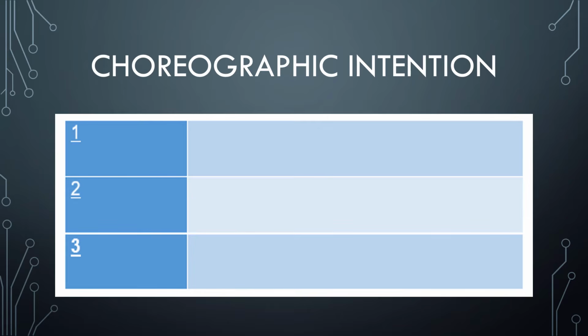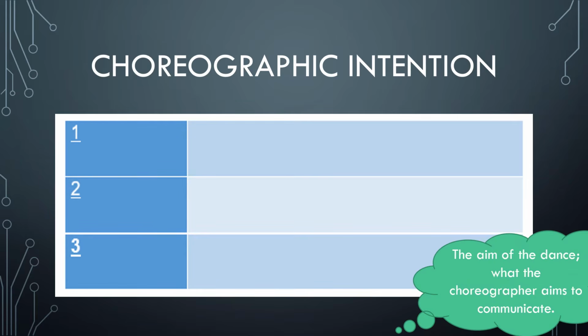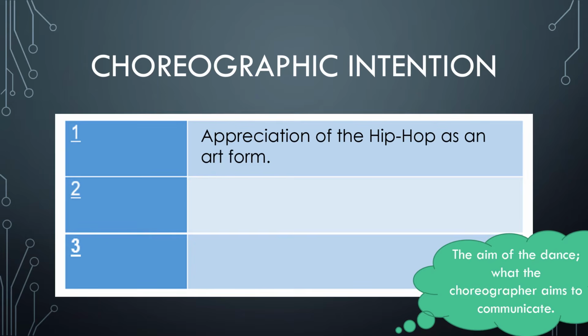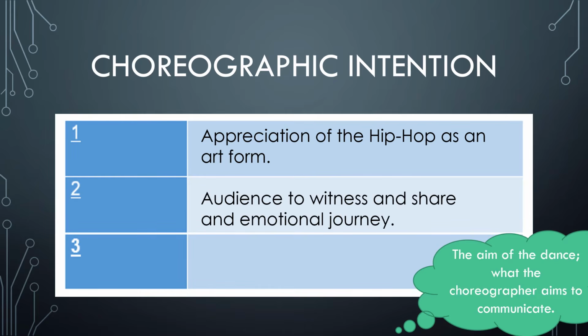Next, we have the choreographic intention. Again, get familiar with what is the choreographic intention. What does that actually mean? So that is the aim of the dance, what the choreographer aims to communicate. So Kenrick H2O Sandy had 3 main intentions for this work. The first one is to show the appreciation of hip hop as an art form. The second one is for the audience to witness and share the emotional journey. And the third one is to show the theme of order and chaos. Again, find this choreographic intention box and fill it in, please.